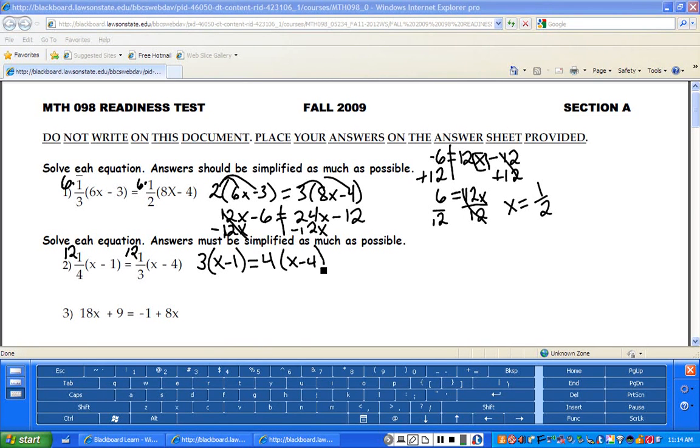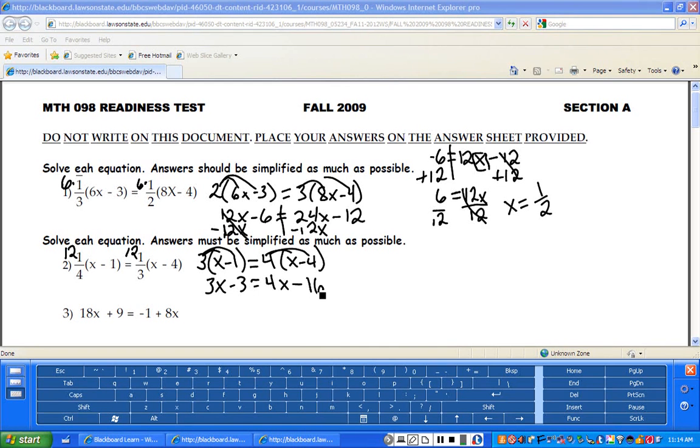Okay, so the fractions are now gone, so we can distribute at this time. 3 times this, 3 times that, 4 times x, 4 times a negative 4, so that gives me 3x minus 3 equals 4x minus 16.